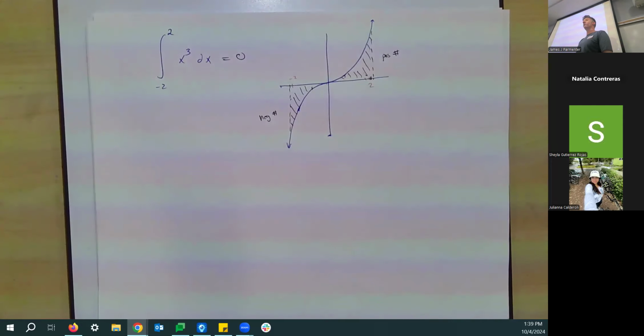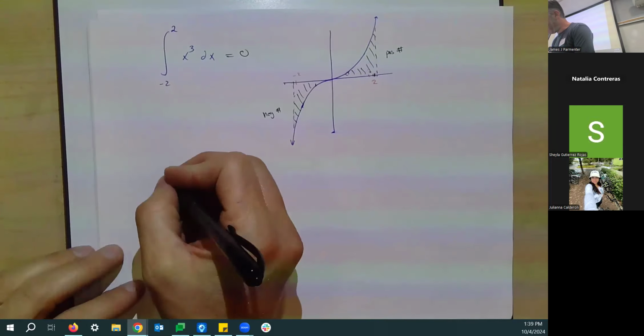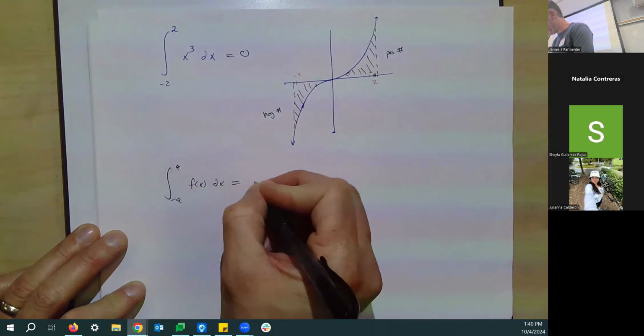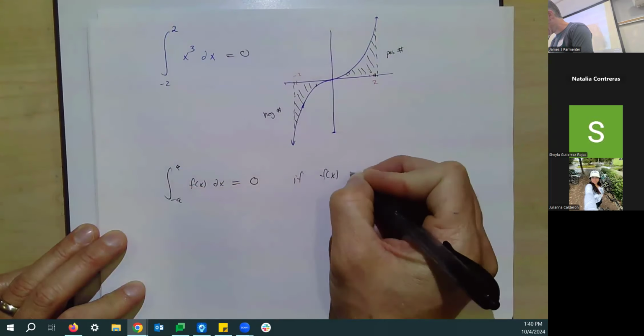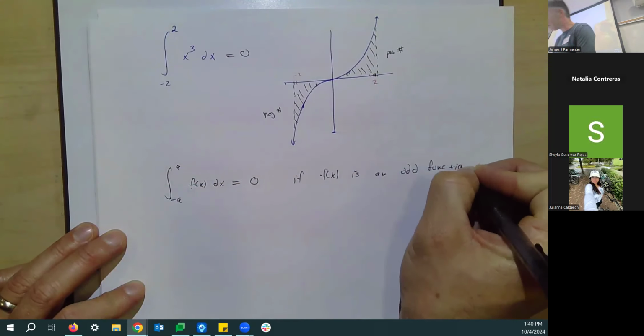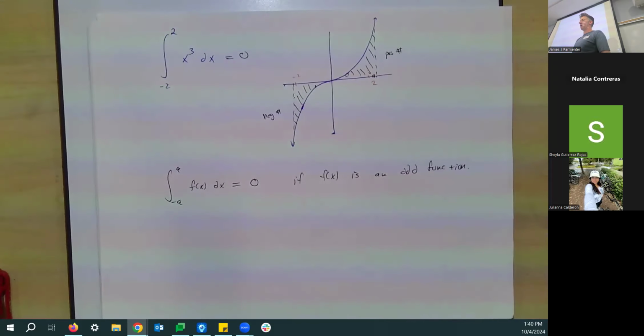And that's going to be true for any odd function if the limits of integration are opposite numbers, negative a and positive a. So it is true, the integral from negative a to a of f of x dx is equal to 0 if f of x is an odd function. Later on, if we get into talking about improper integrals, there's a little caveat we have to add in. But for now, as long as that function is defined on the interval, it's going to be 0.